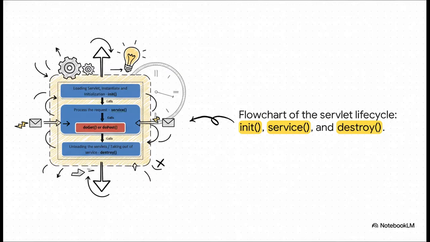And you can really see that flow here. The init part happens once at the beginning. Destroy happens once at the very end. But that middle loop, the service method, that's where the servlet spends all its time, just efficiently handling one request after another without all that expensive setup and teardown every single time.